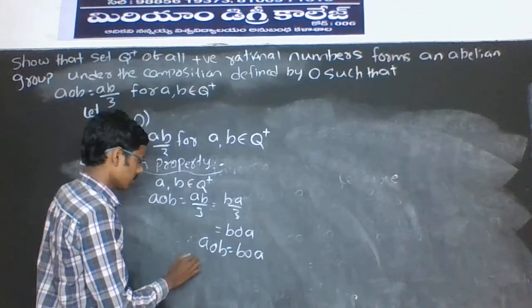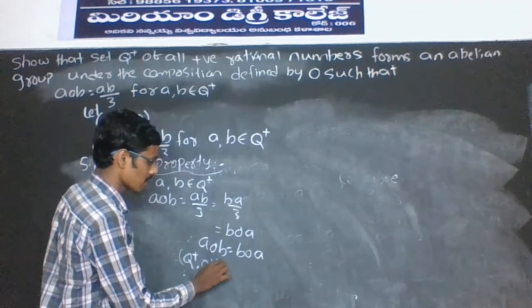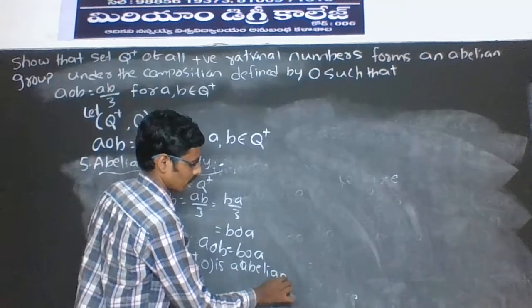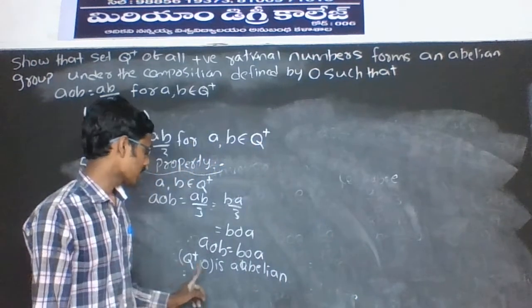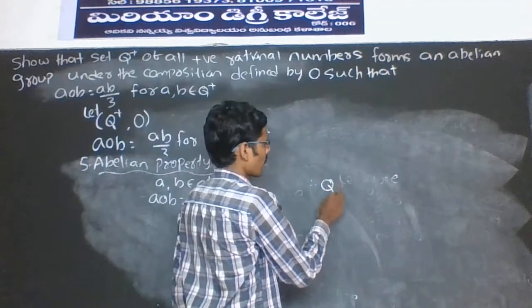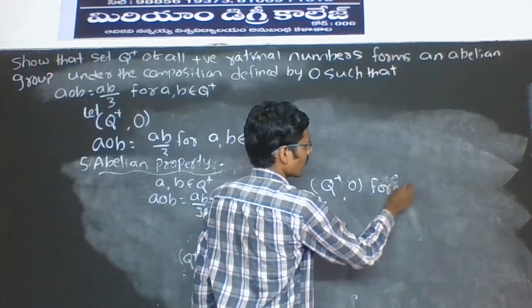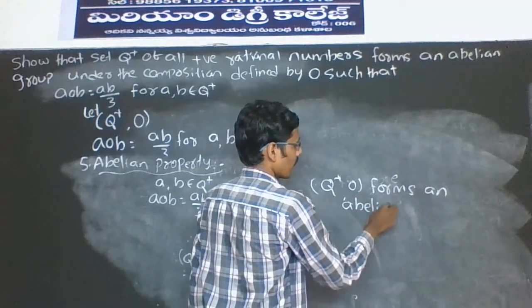Therefore, Q plus, circle is abelian. a circle b is equal to b circle a. Abelian property satisfied. Therefore, Q plus, circle forms an abelian group.